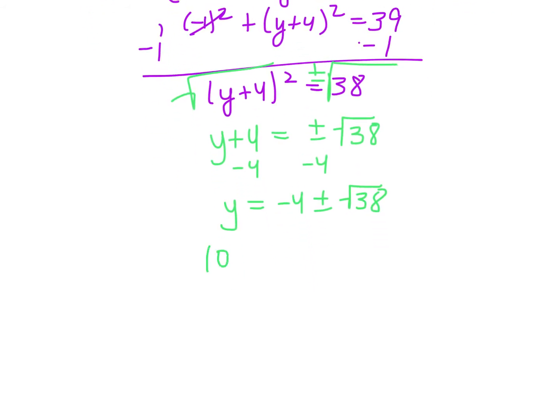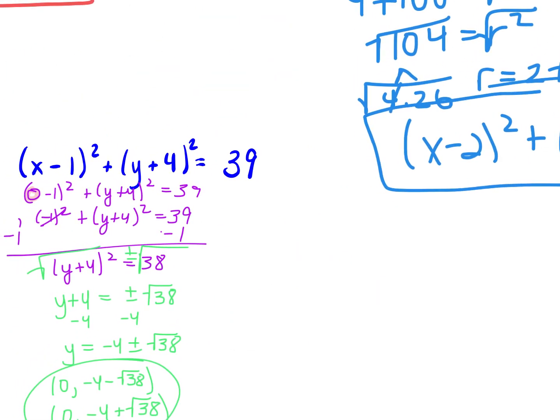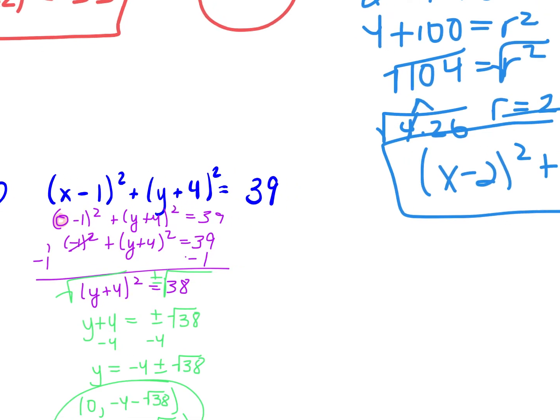So you would say 0, comma, negative 4 minus the square root of 38. And the other intercept would be 0, comma, negative 4 plus the square root of 38. Have to have it written as an ordered pair. We specify that on the test, I promise. So now we're going to go do our other intercept. We just found the y-intercept. Now we're going to find x.